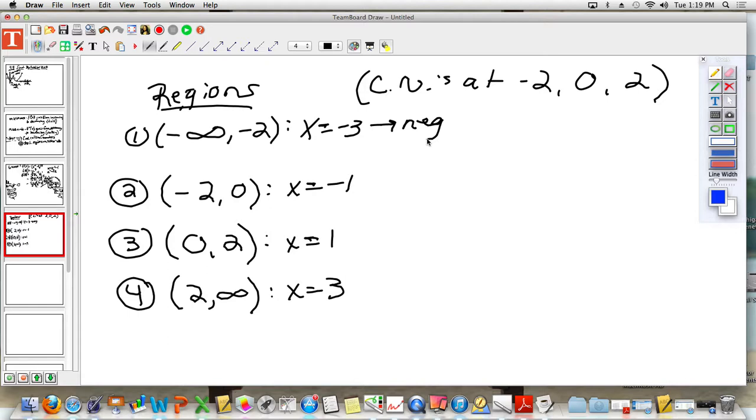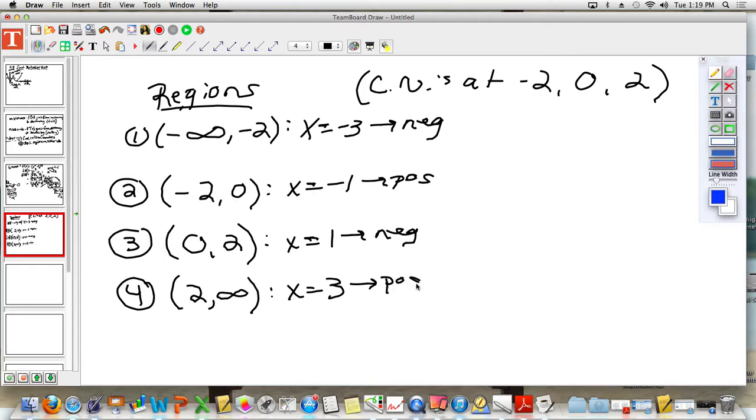But what I would like you to do is in your table, go to -1. Do you have a positive number? Yeah. You should have a positive number. So right here, I'm going to record this as being positive. Go to 1. What's going to happen at 1? You're going to get a negative. And here you're probably going to get a positive.